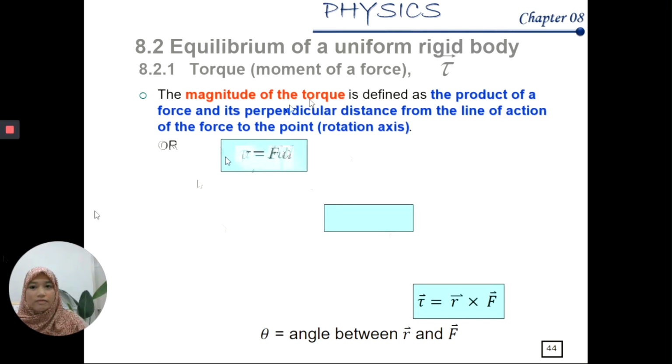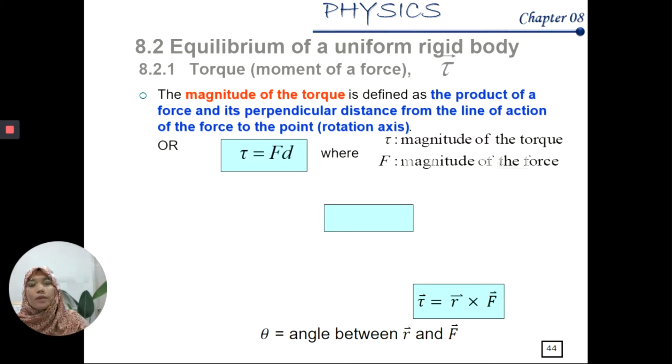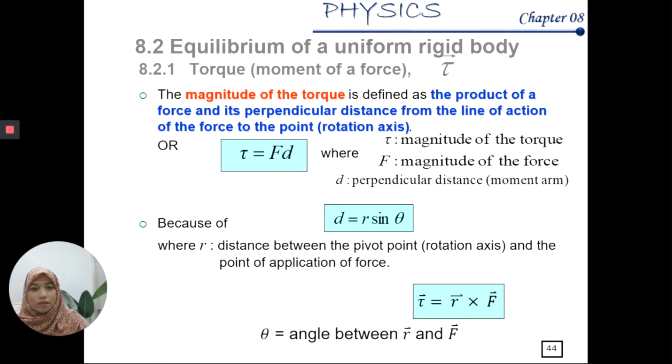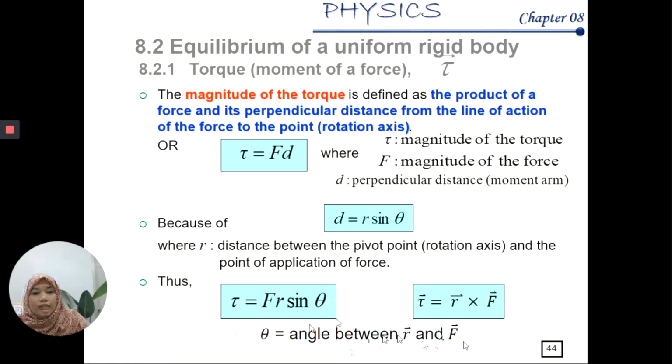Or we have one formula: torque equals Fd, where torque is the magnitude of the torque, F is the magnitude of the force, and d is the perpendicular distance, the moment arm. Because d equals r sin theta, where r is the distance between the pivot point, the rotation axis, and the point of application of force, torque equals r cross F, where theta is the angle between r and F, or torque equals Fr sin theta.